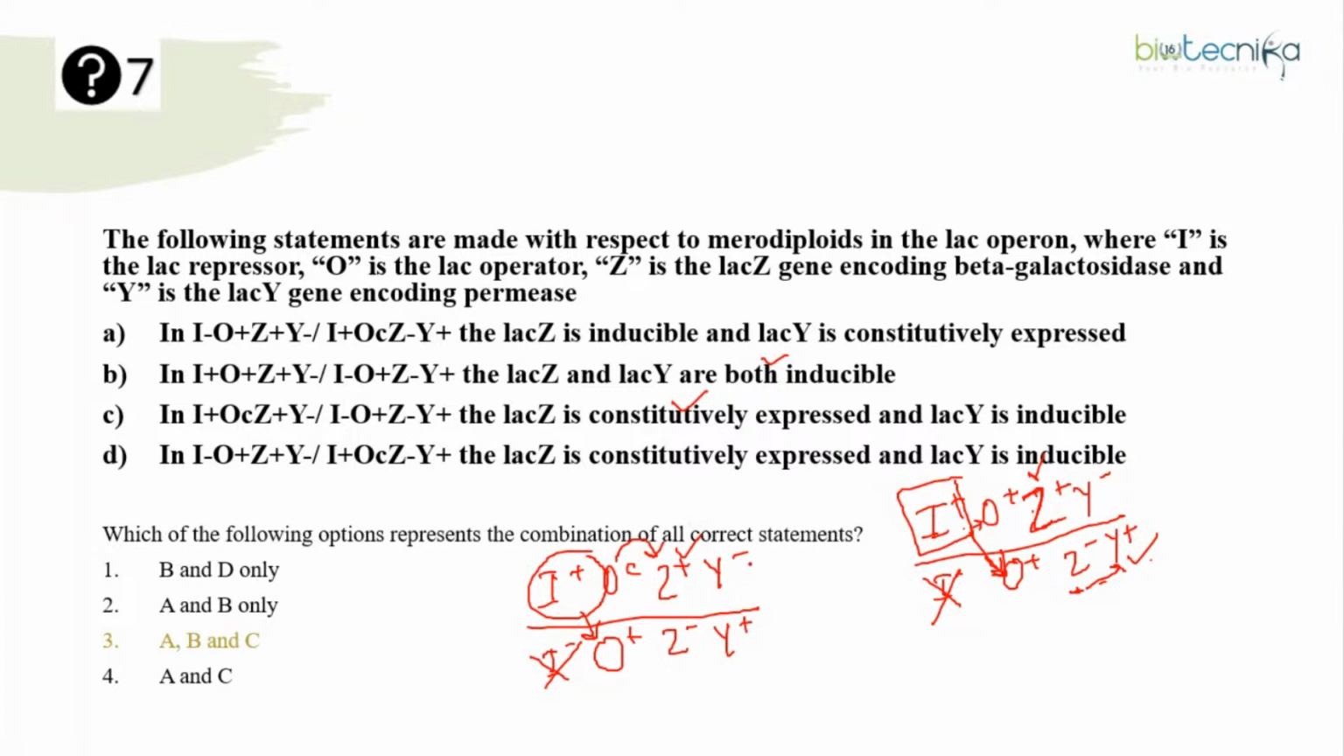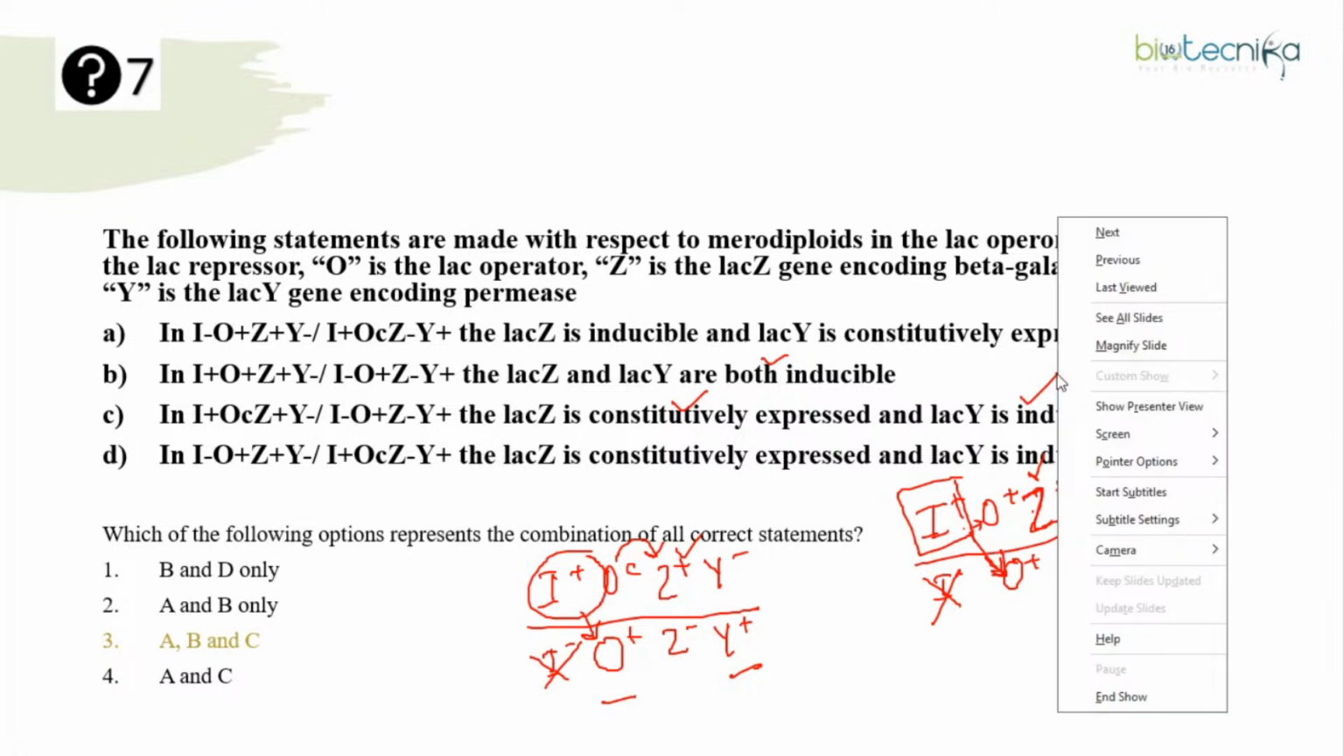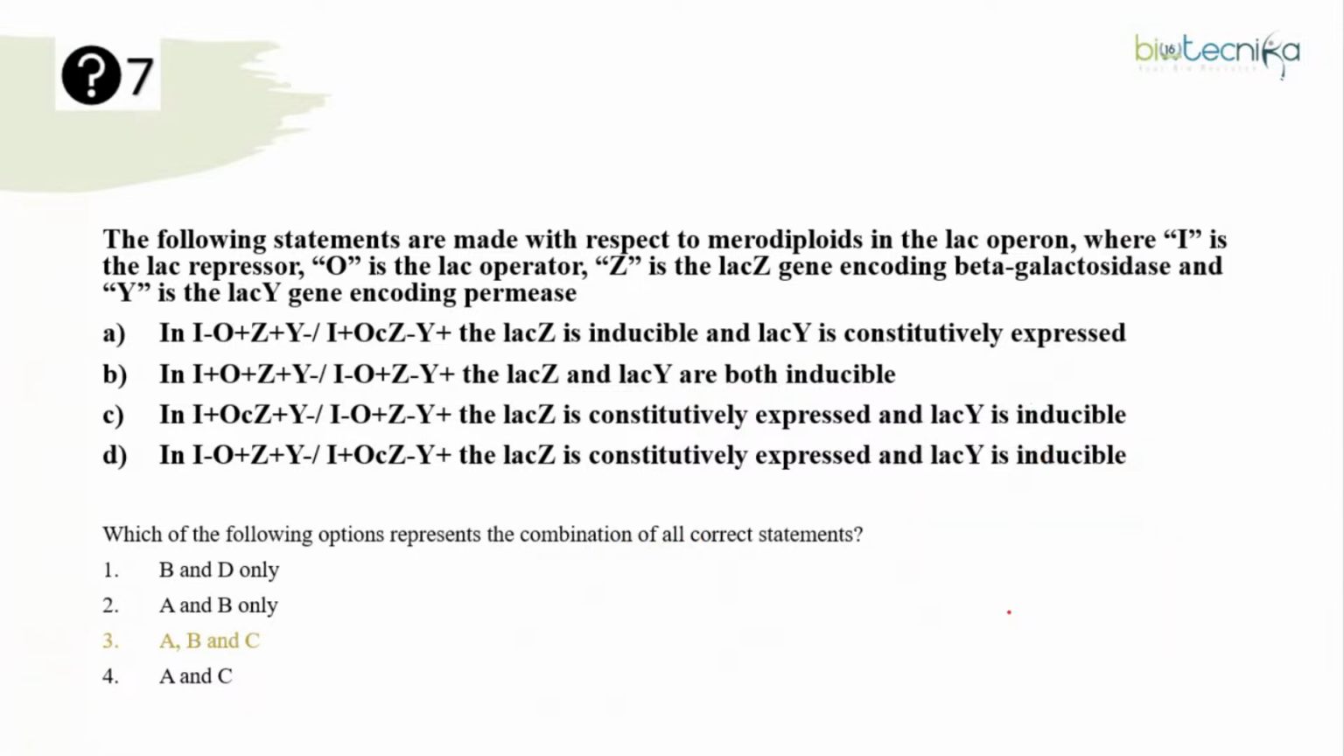There is no Y here, but there is a Y present here, which is under the expression of a normal operator. So therefore, Y will be inducible. This is correct. Now, the first three statements A, B, and C are correct. If you look at the fourth one, the last one, I negative, O plus, Z plus, Y minus. And here you have I plus, O constitutive, Z minus, Y plus.